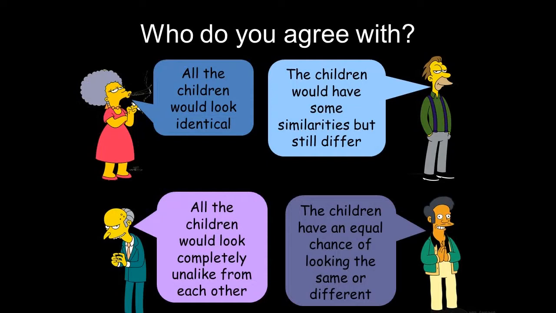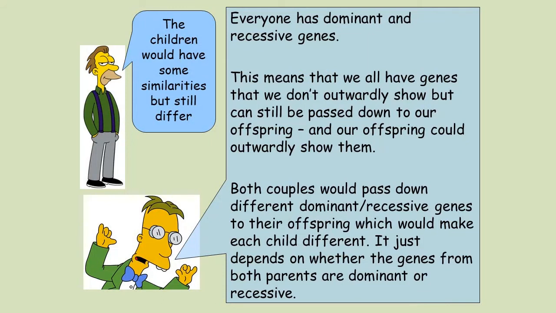Okay, so here is the answer. The answer is that the children will have some similarities but still be different. Everyone has dominant and recessive genes. So even 2 identical twins, although they share DNA, both have alleles in their DNA that they're not actually expressing. In order to reproduce, we have to create sperm cells and egg cells, and we do that using meiosis.